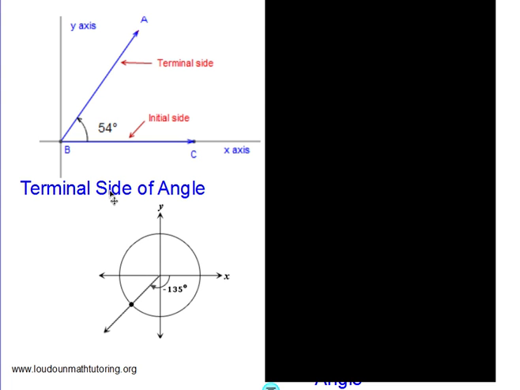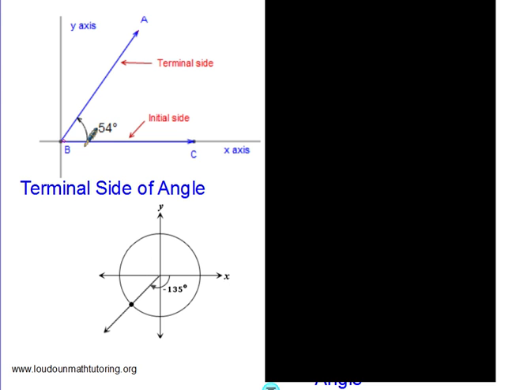We're going to talk today about trigonometry. Just a quick definition. We're going to talk about the terminal side of an angle and also the coterminal side of an angle. These are vocabulary words you might hear in your trigonometry class. The concepts are pretty basic. You just have to get one illustration of them.